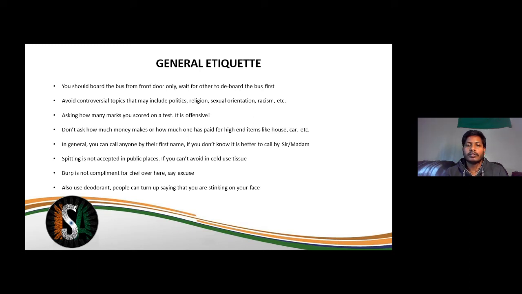You should board the bus from the front door only. There are two doors in every bus, but you have to board from the first door and wait for others to deboard first. Avoid controversial topics that may include politics, religion, sexual orientation, and racism. Asking how many marks you scored on a test is offensive here. Please don't ask until you are friends with that person. Don't ask how much money someone makes or how much one has paid for high-end items like a house, car, etc.